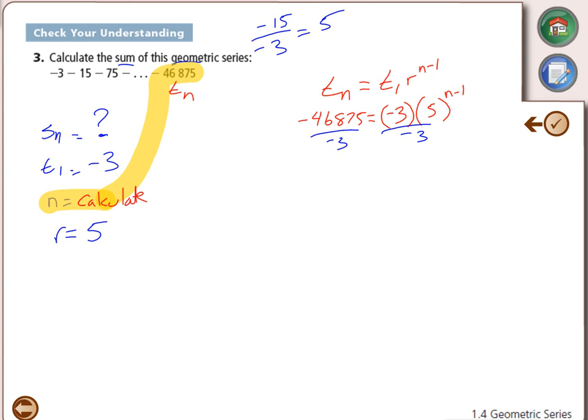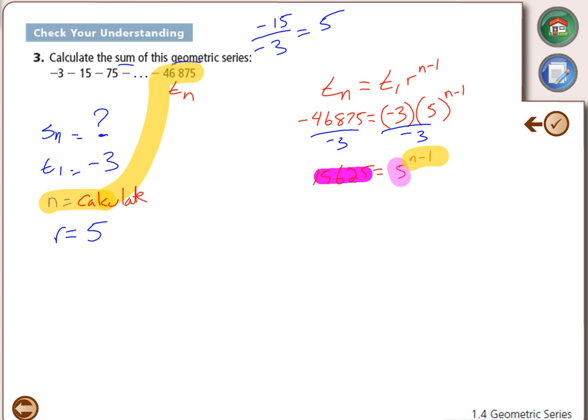And that gives us now 15625 is equal to 5 to the n minus 1. Ooh, but you don't have the algebra skills yet to solve for an exponent. That's all right. We don't need to do it algebraically. We're going to do it with a little bit of guess and check. We do know that 5 to the something has to equal 5 to the something on the other side. So we're going to try to figure out 5 to the what gives us 15625.